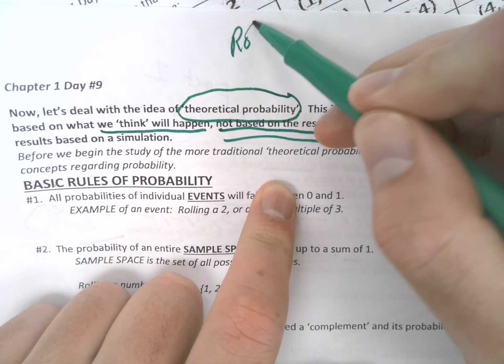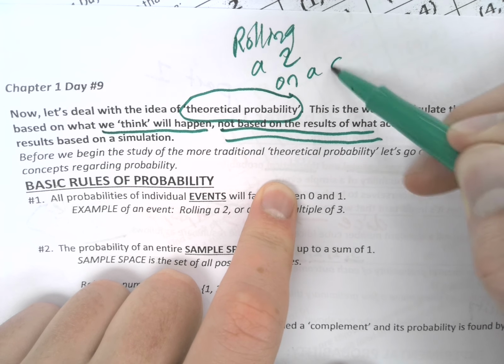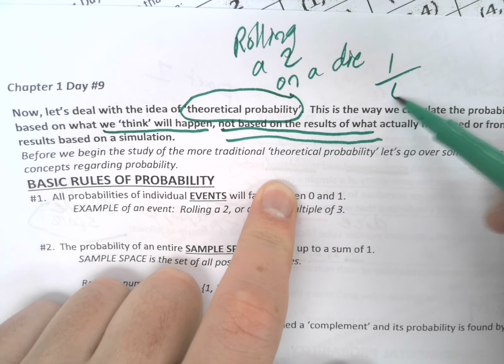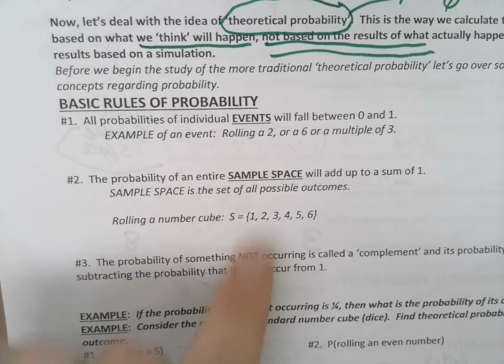So rolling a 2 on a die, that's going to be a 1 in 6 chance. That's theoretical probability. Let's take a look here.